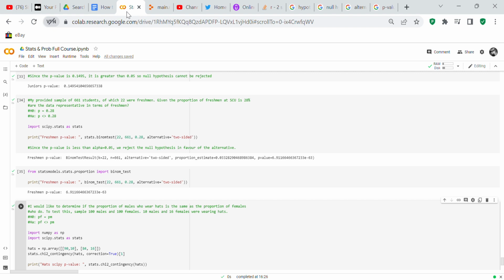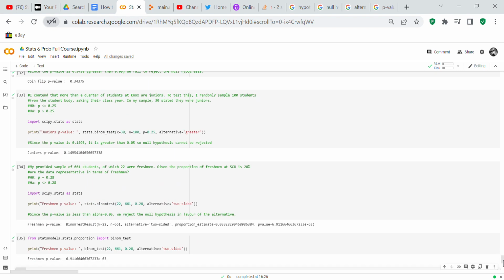binom_test brackets 22, 661, 0.28, alternative equals two-sided. And it gives you 6.9 to the negative 63, so it gives you the exact same value that you got from SciPy. But I decided to go ahead and include that just to show you that I was trying to solve these problems and you can do it with stats models as well as SciPy.